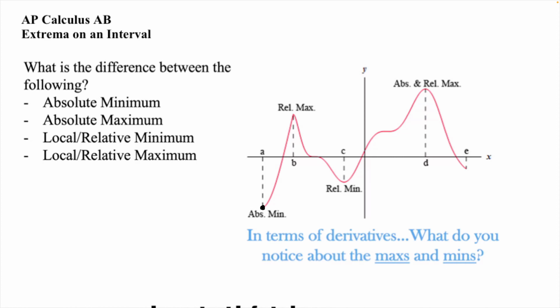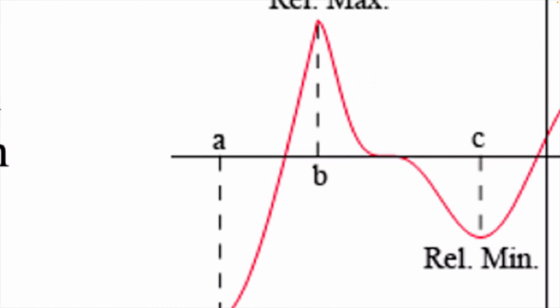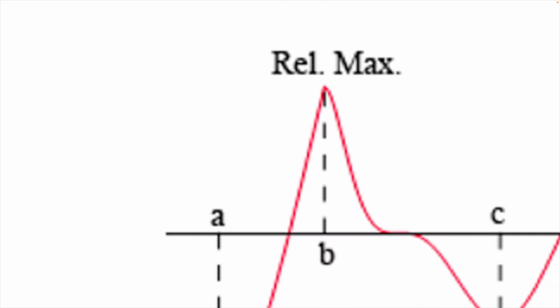Absolute maximum is right here. That's the biggest y value overall, right? Those two are biggest overall. But then if we kind of focus in a little bit, in this neighborhood, B is the highest point.